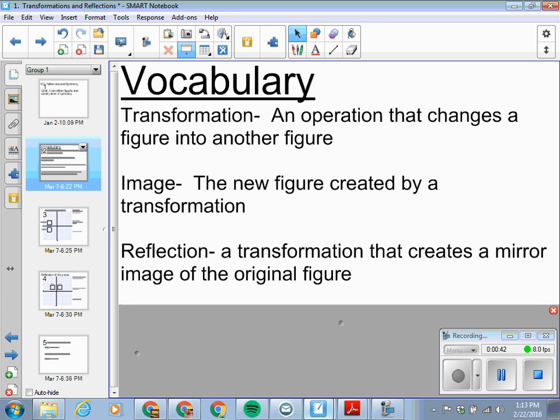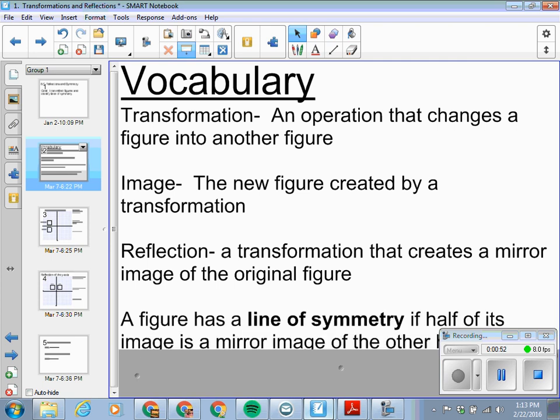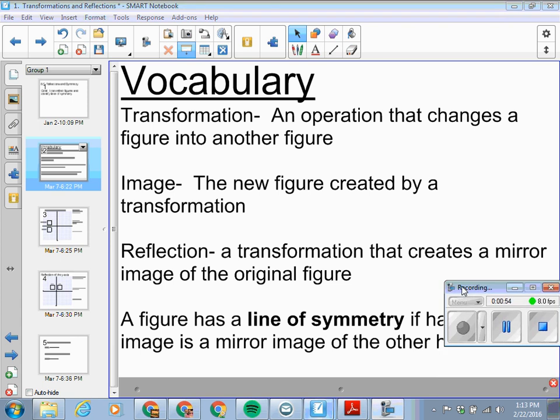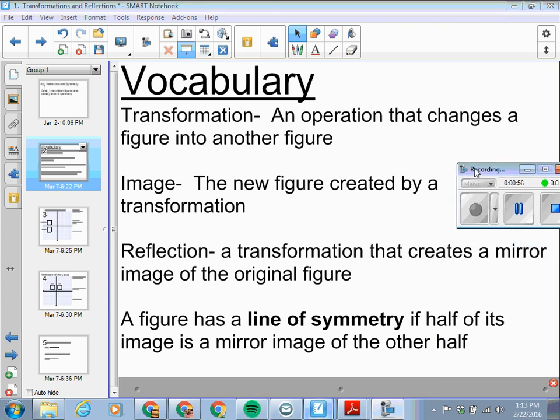And today's focus is on reflection. It's a transformation that creates a mirror image of the original figure. So you heard that word before, looking in the mirror, you see a reflection. Now we're going to use it in math. And we say a figure has a line of symmetry if half of its image is a mirror image of the other half. So imagine taking a piece of paper, folding it in half, you open that paper back up, that line right down the middle of the paper, that is your line of symmetry.